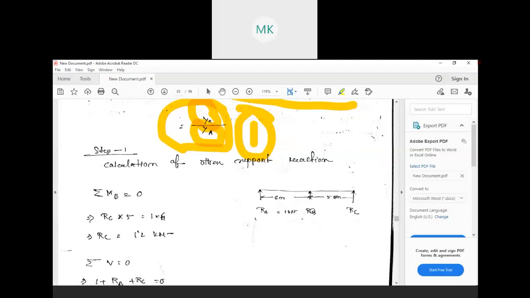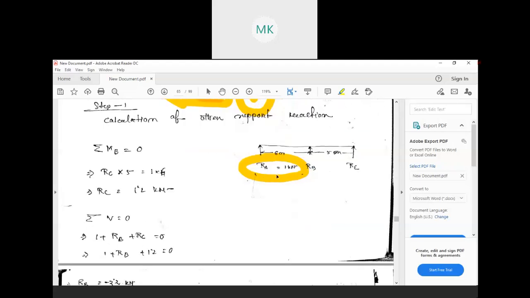The other support reactions are RB and RC, because we have already assumed RA as 1 kilonewton. You may wonder why we have assumed this. We need to assume a unit load, and we are considering everything as a unit load. Whether our assumed load is correct or not, you will come to know at the last.